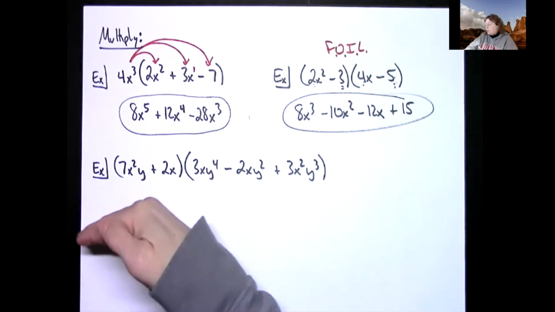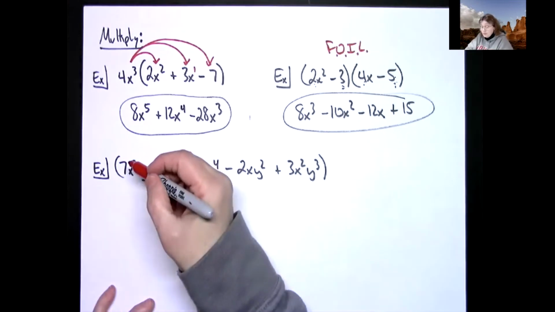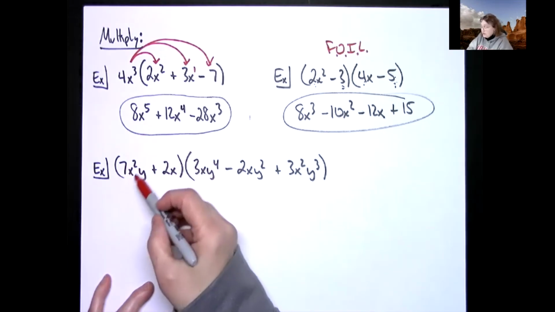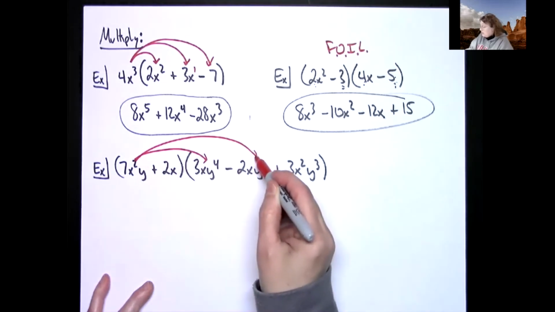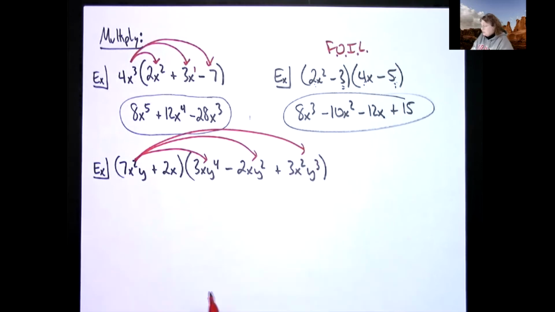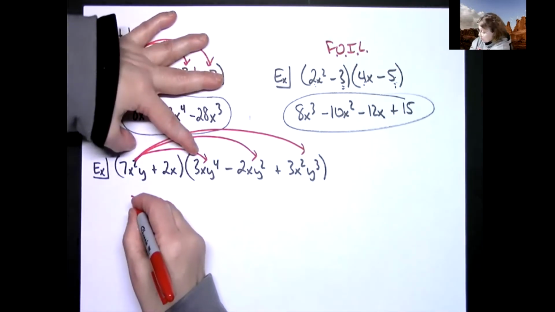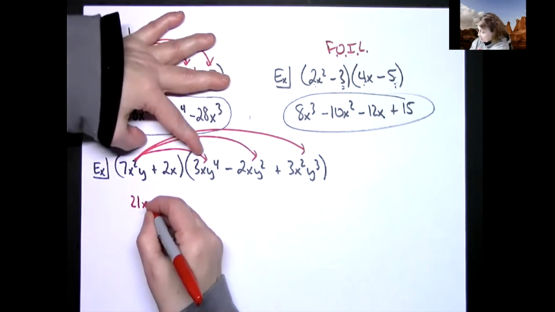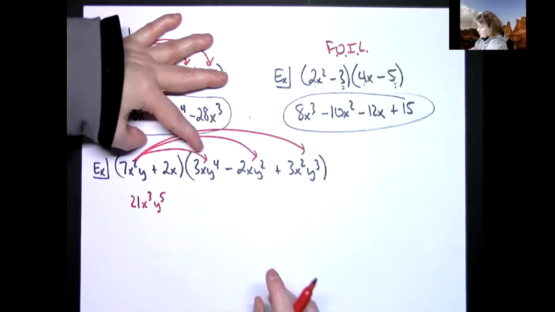All right, now, like I said, you could do this either totally 100% horizontally across your paper, which gets really, really long. So I have a tendency to do a vertical method. But the concept is the same no matter how you write your work down. This first term needs to be multiplied by everything in the second one. Okay, so I'm going to color code this. So let's do this. So this will be a 21 and then x to the 3rd, y to the 5th. Keep me honest here that I don't make a mistake.